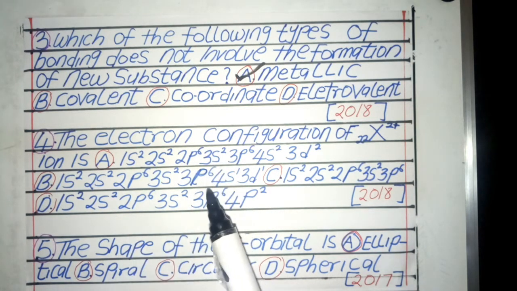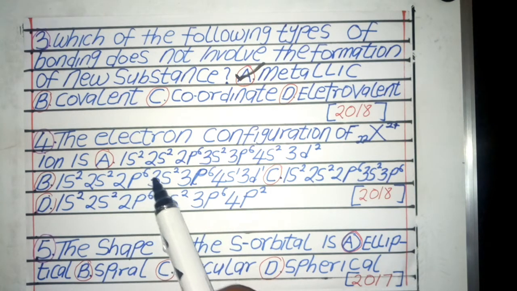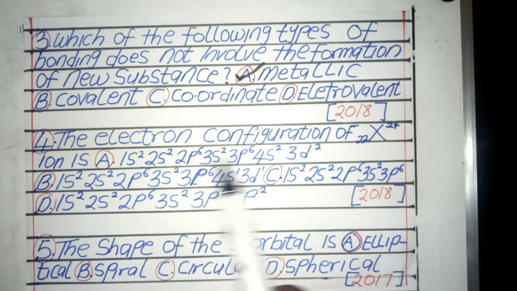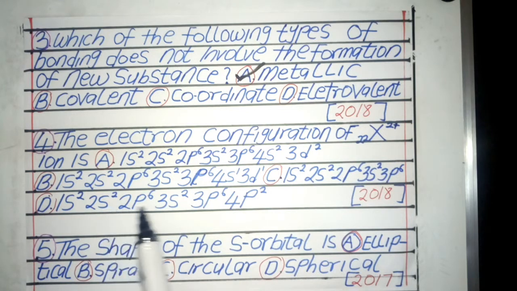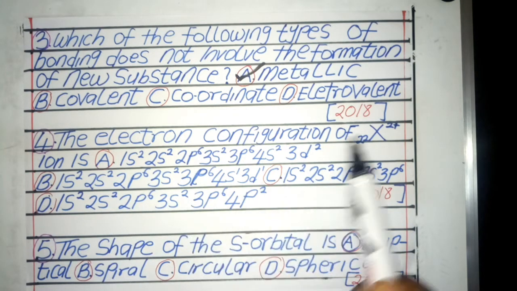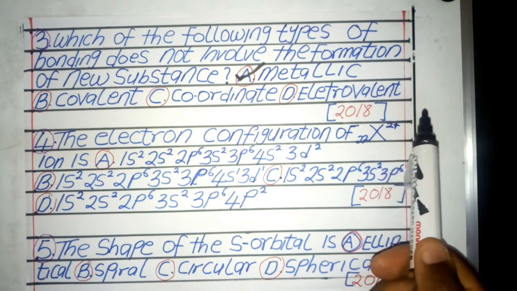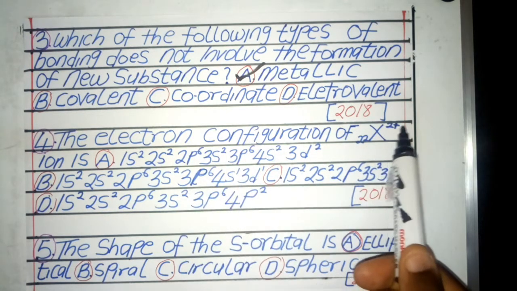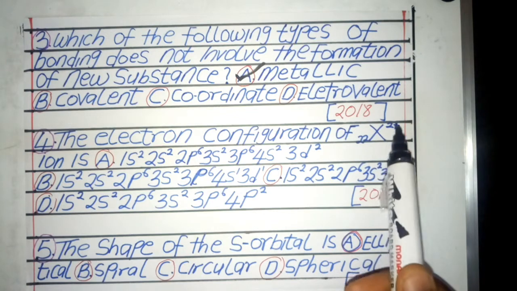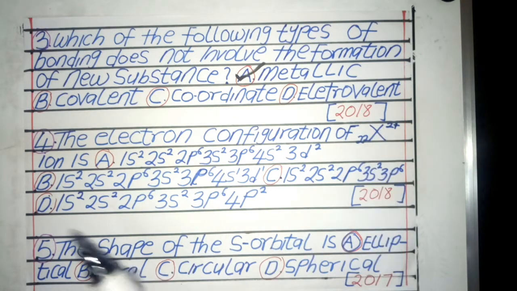So let's see. This is 22, this one 20, 20. Let's look at this one. This is 22, this is 20, 18. Okay, this should be the answer. This is 20. Remember, if there was no 2 plus, then the answer would be the one that has 22 electrons. But since it's 2 plus, you subtract the 2 from 22, and so the answer is the one that has an electron number of 20.